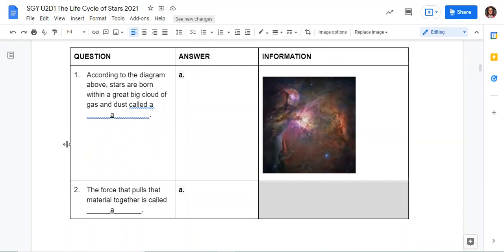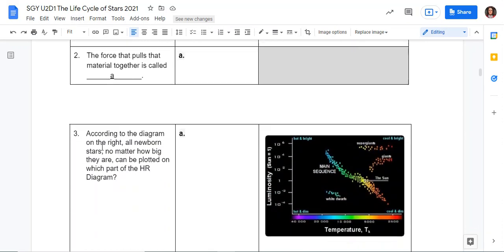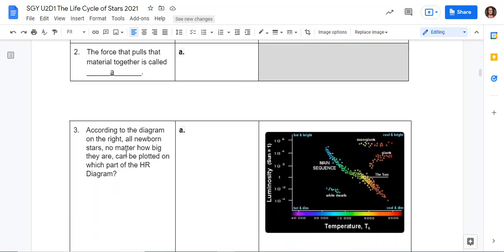So according to the diagram above, number 1, stars are born within a great big cloud of gas and dust called a nebula. And there's a picture of a nebula right there. Number 2, the force that pulls that material together is called gravity.